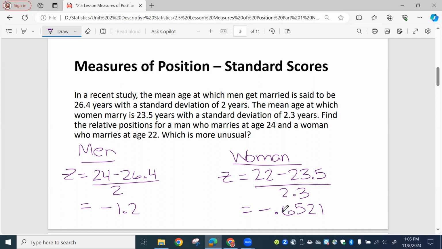It's less than -1, so it's pretty close to the mean. Whereas the man has a z-score of -1.2. It's not really big, but it's bigger than hers, and so it's more unusual. It's not really unusual, but comparing them, it's more unusual for this man to be married at 24 than the woman to be married at 22 based on our information.